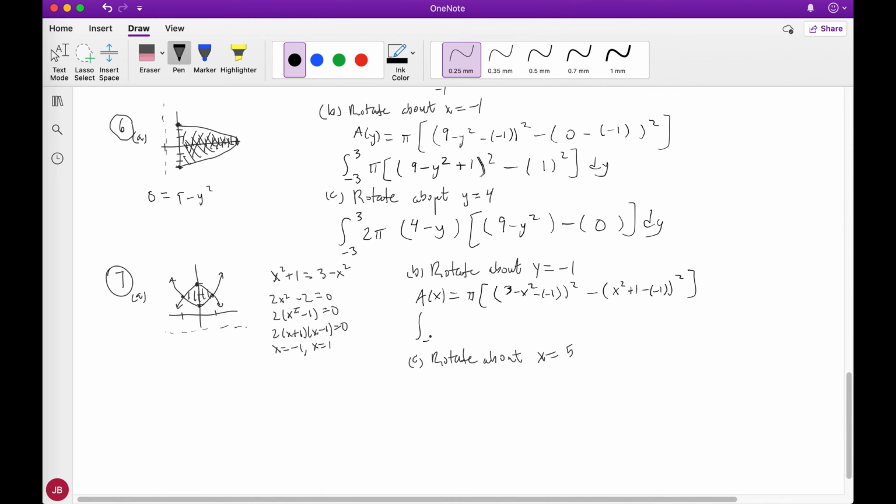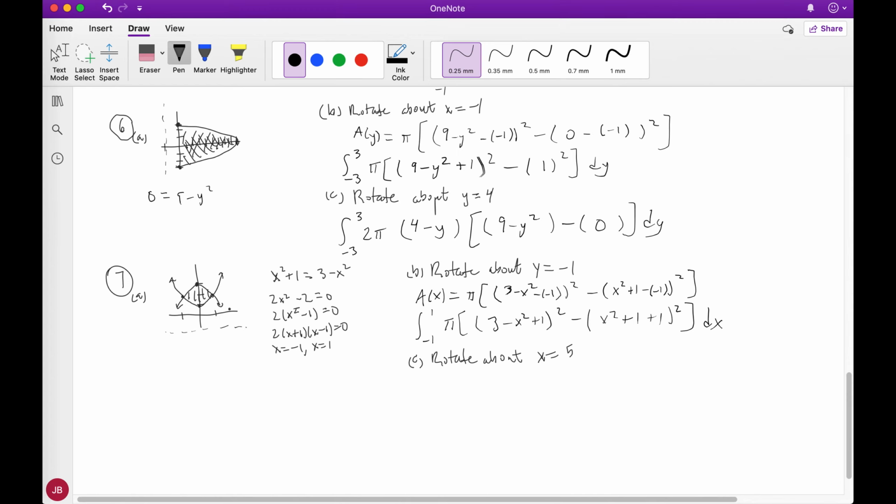And so to integrate, or to find the volume, we integrate, and I'll just simplify. This is 3 minus x squared plus 1 squared, and then x squared plus 1 squared. And of course, you should write this as 4 minus x squared all squared, and this is x squared plus 2 all squared, and then go about simplifying. Don't forget to integrate dx, right?